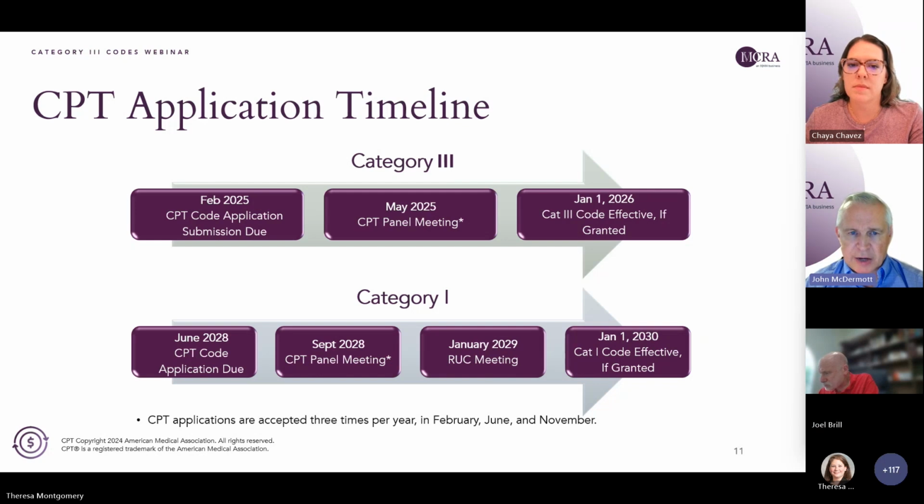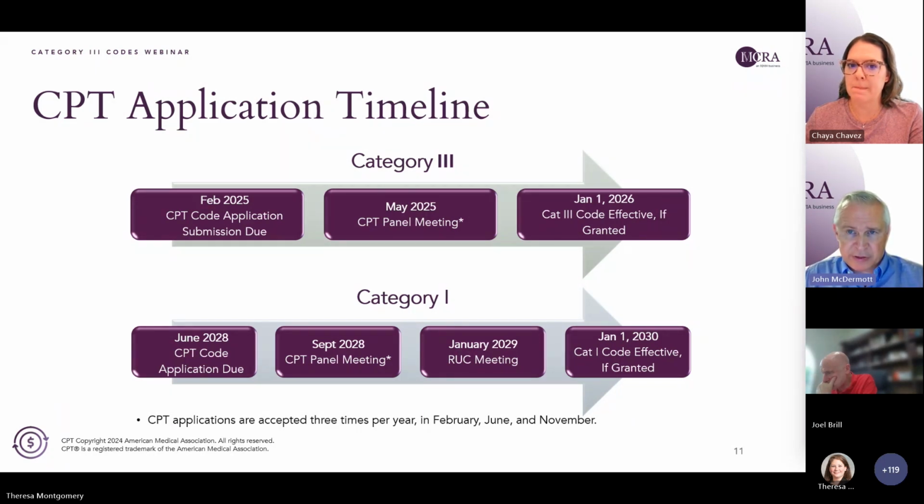Now let's pivot to Category 1 here. So we do have the timeline for Category 1 on here, and I admit it does get a little shocking when you see the 2030 decade referenced here. But we have a relatively quick timeline for Category 3. So you apply next February, you get it January 1, 2026. Then I typically allocate at least 2.5 years. So 2026 to June of 2028, maybe you could meet the criteria for Category 1, which we'll look at in just a minute. And then that kicks off another panel meeting in September.